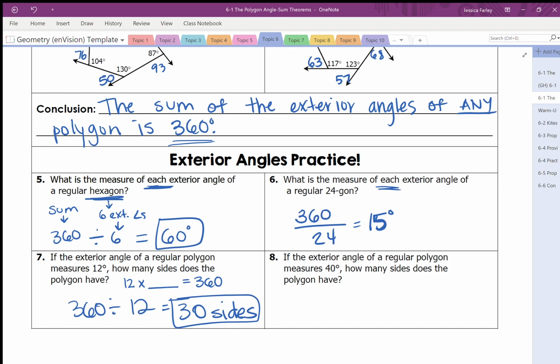So we have here a regular polygon. One exterior angle is 40 degrees. So we have 360 degrees. Let's split that evenly with 40-degree angles. How many angles would we have? Same as how many sides? We'd have 9 angles, meaning we have 9 sides.